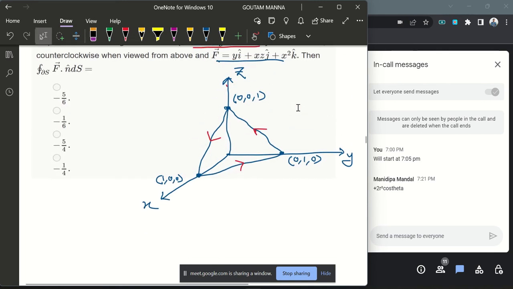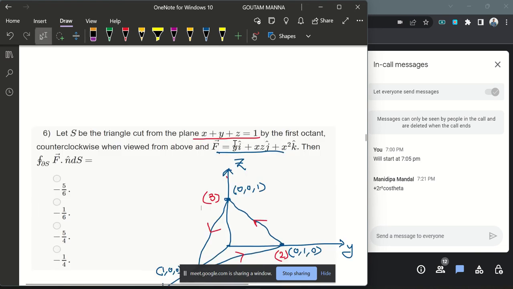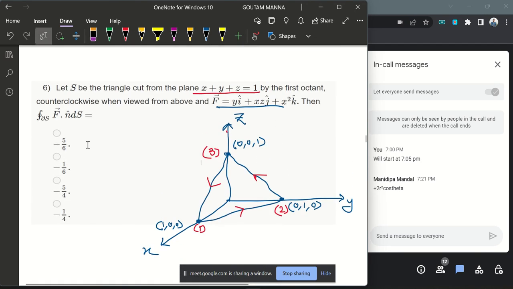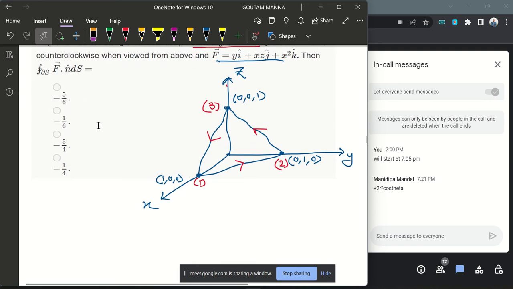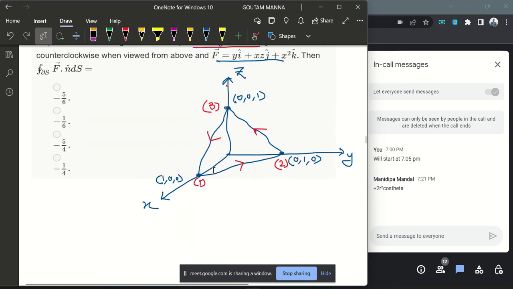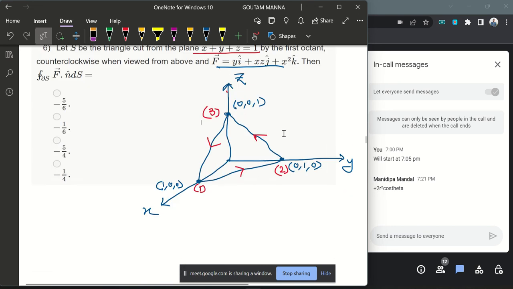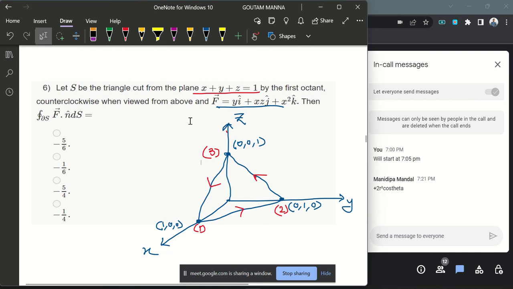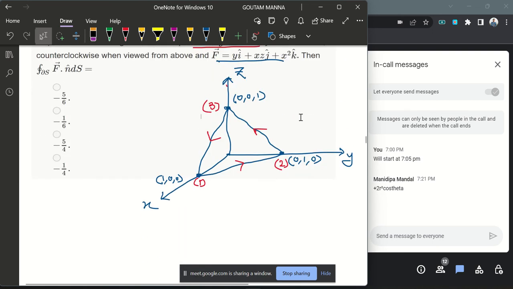Okay, so let's call it point 1, point 2, and point 3. It's a closed curve, so you can apply Stokes theorem to transfer this line integral to a surface integral. But surface integral will not help because it's not an easy surface to integrate. So let's calculate the line integral then.